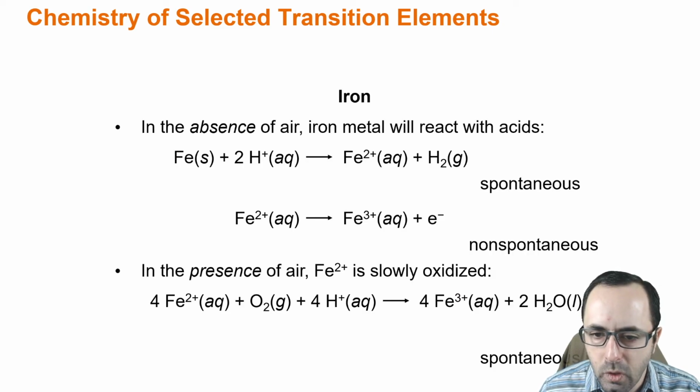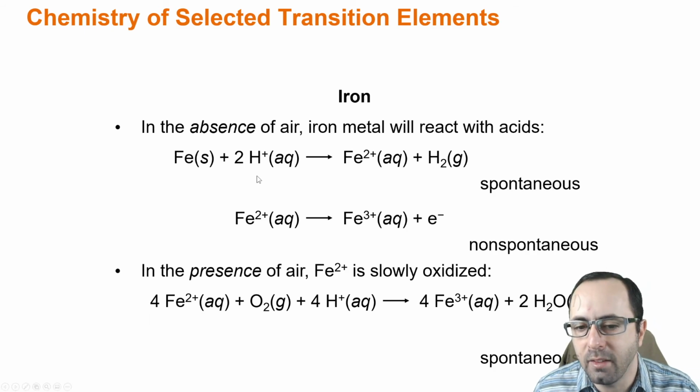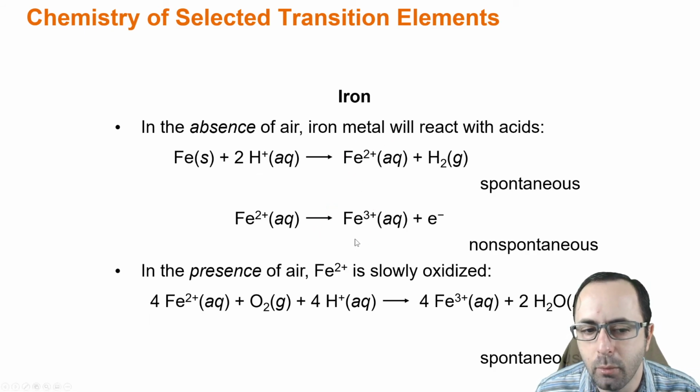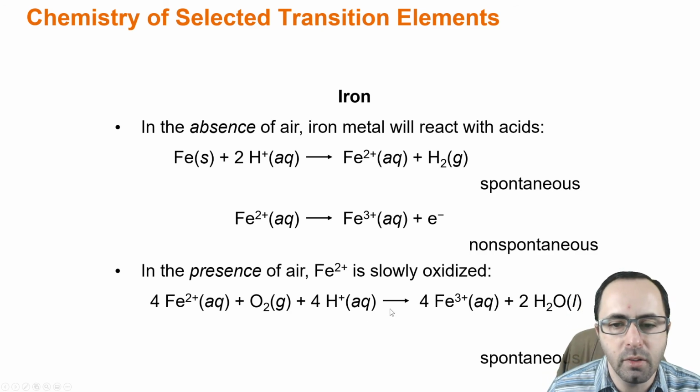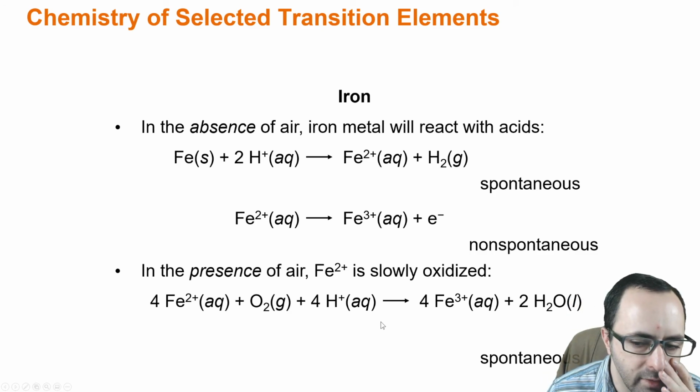Iron. So iron also will react with acids here, produce iron ion. It will be oxidized here. And iron is actually oxidized in air to iron 3 ion, which ultimately produces rust. And so iron rusts in this fashion.